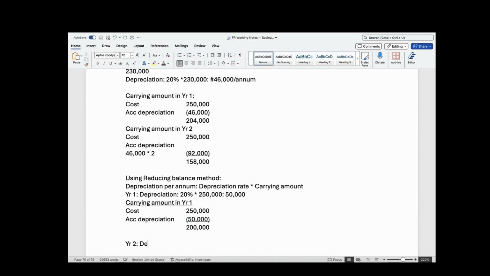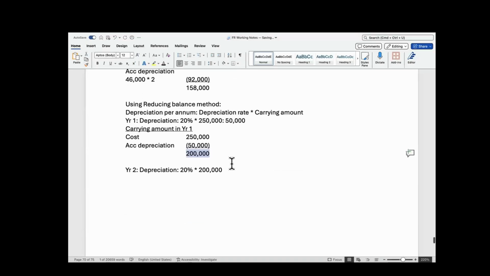In year two, my depreciation is the depreciation rate times the carrying amount, which is now 200,000. That gives me 40,000. You see my depreciation has reduced; this is reducing balance.